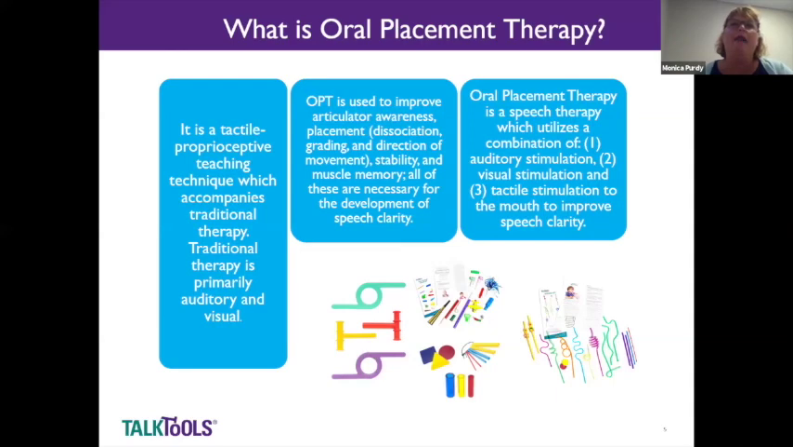We know that the more input we can give somebody, the more they're going to be able to retain and the more success that they're going to be able to have, because we're using multiple senses of their body. We're using their vision, we're using their touch, and we're using their auditory input. So oftentimes that really is going to help solidify what we want them to do.